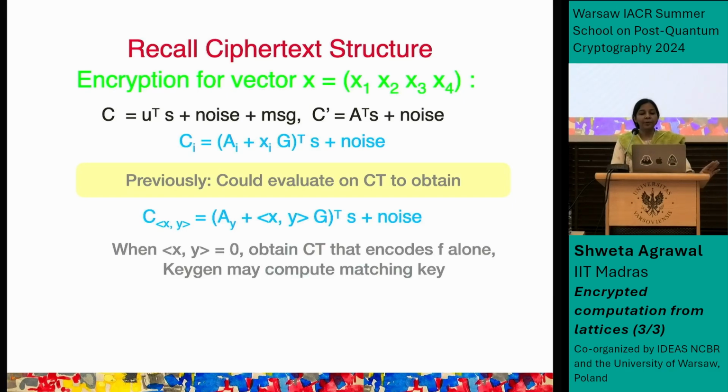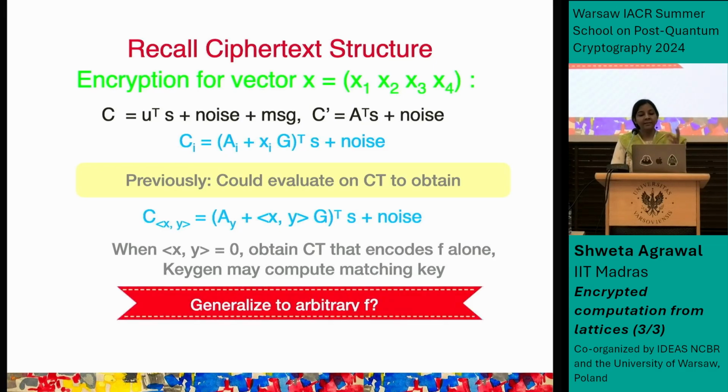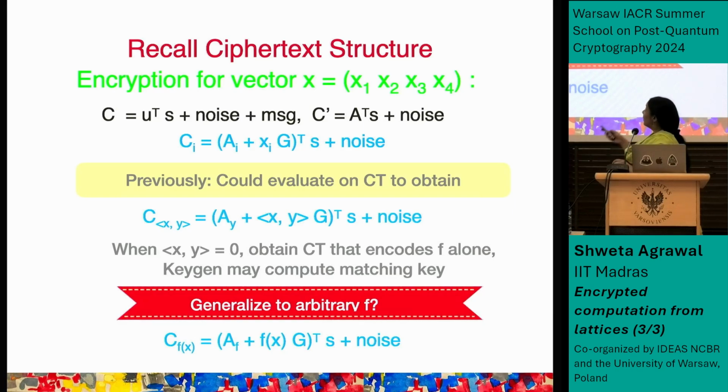And when the inner product of x and y is 0, then this translates into a ciphertext that only encodes F, for which the key generator could compute the matching key, right? And this is what I want to generalize to an arbitrary F. So I would like now to be able to go from encodings of x to an encoding of any F of x. And didn't we see how to do this yesterday? Right? So this was the equation that Hotek showed us.